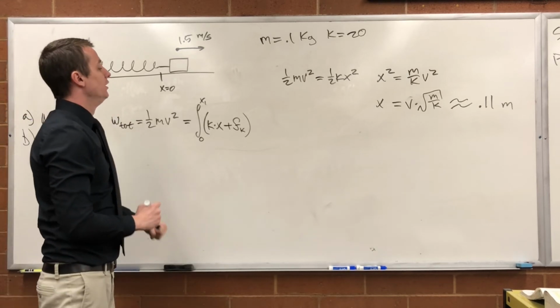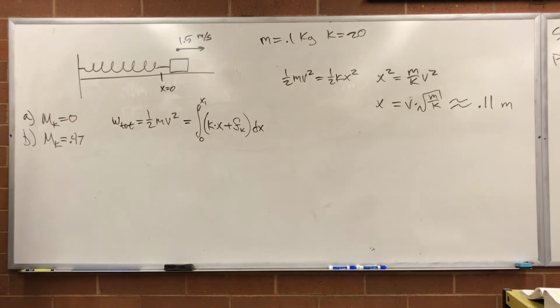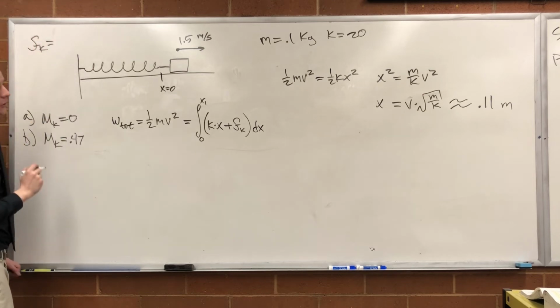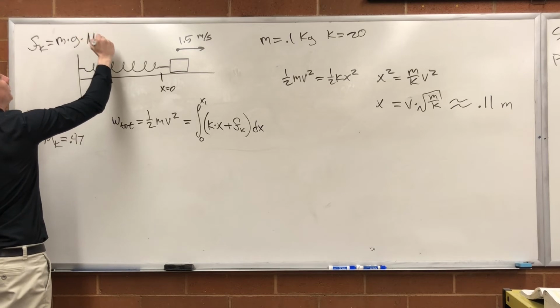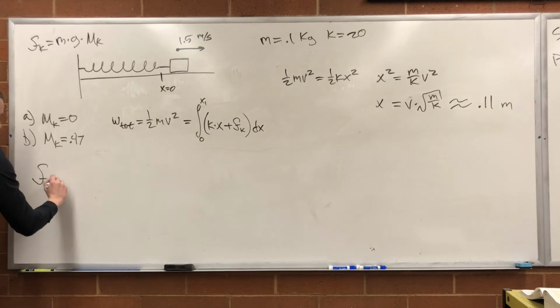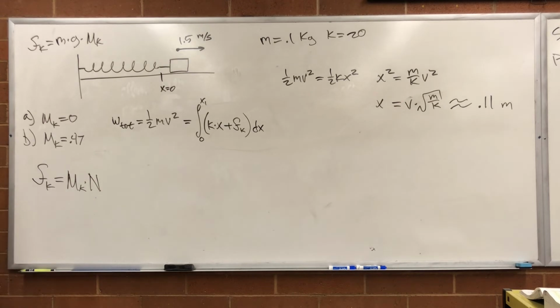Okay. So adding those together and then dx. Right? Well, we need our force of friction. So what's our force of friction? It's equal to our normal force times mu sub k, where N is the magnitude of the normal vector. Oh, that's right. And in this case, it's just going to be mg.